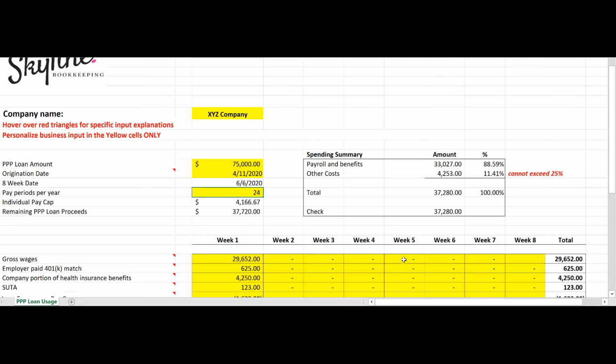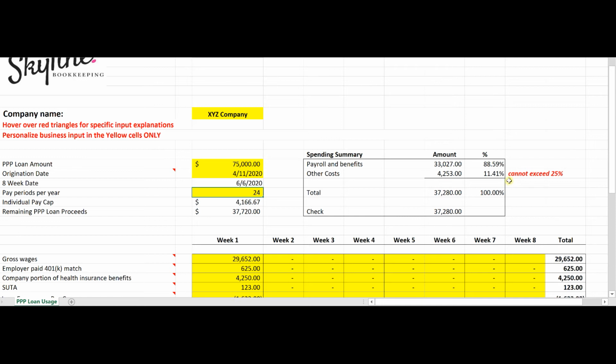So each week when you're adding information in, you'll notice at this top right corner, the spending summary will continue to calculate your total payroll and benefits amount and other costs. So the more information that you add in here, obviously, these figures are going to change, as well as your percentage, which is the most key thing to keep in mind.